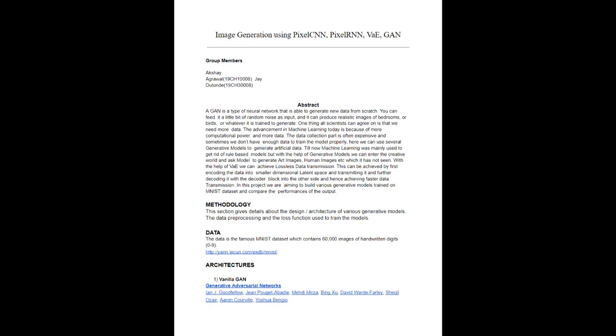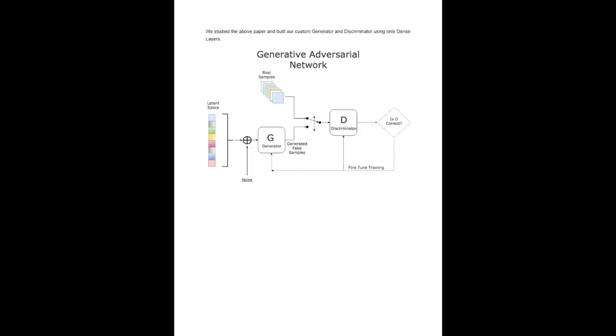Now let's talk about the different architectures we use. First, we use vanilla GAN. We reference from this paper mentioned in the report. Now, what is a GAN? In a GAN, basically there are two adversaries, a generator and a discriminator. They are trained simultaneously.